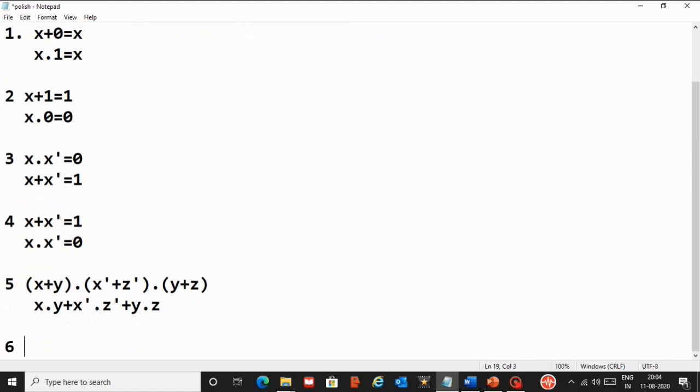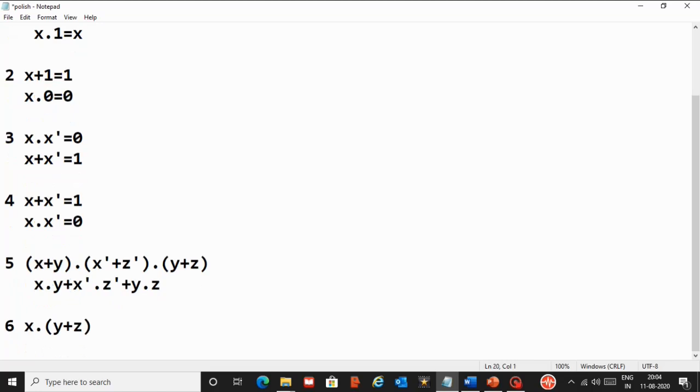Find the dual of x dot y plus z. Okay, x dot y plus z. What is the dual of that?